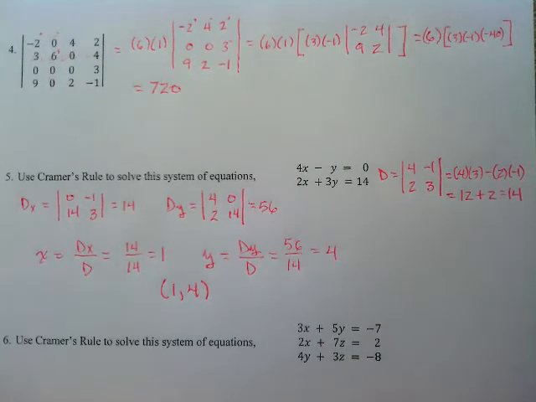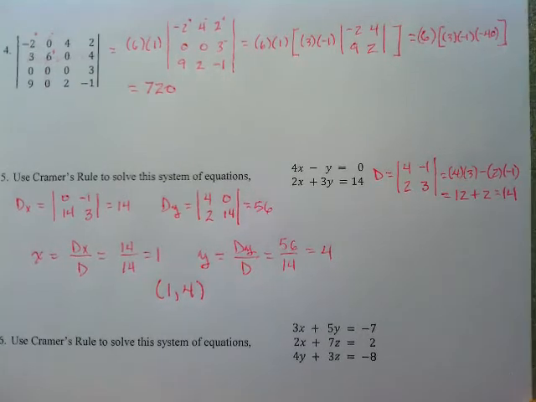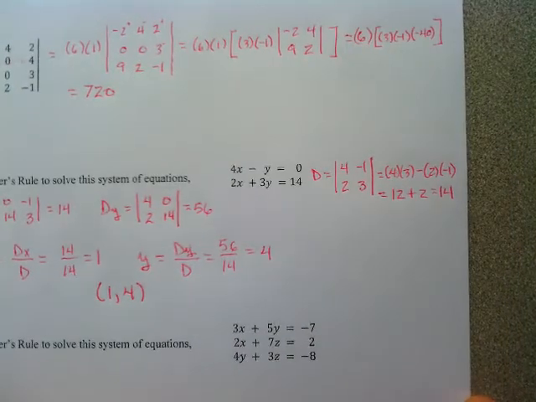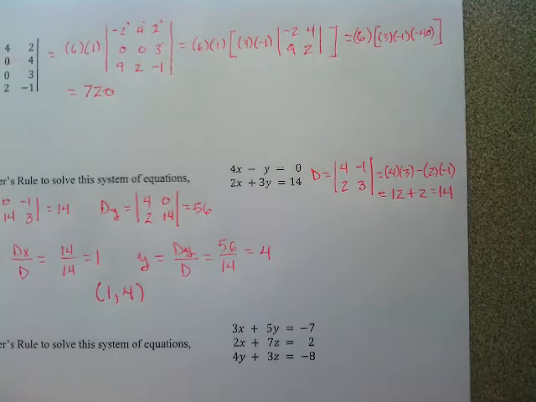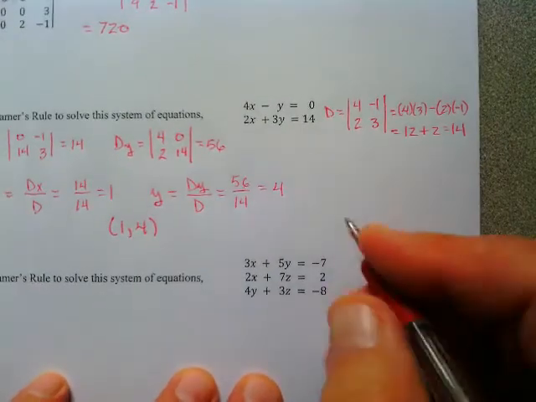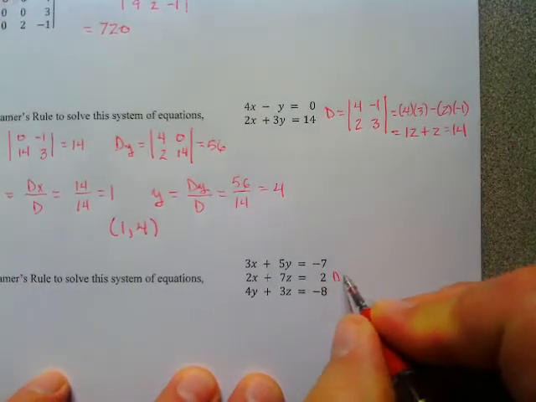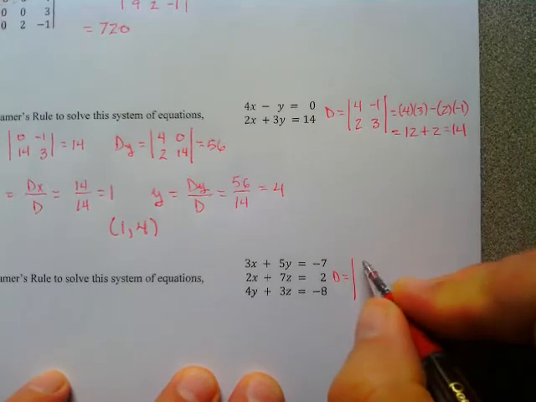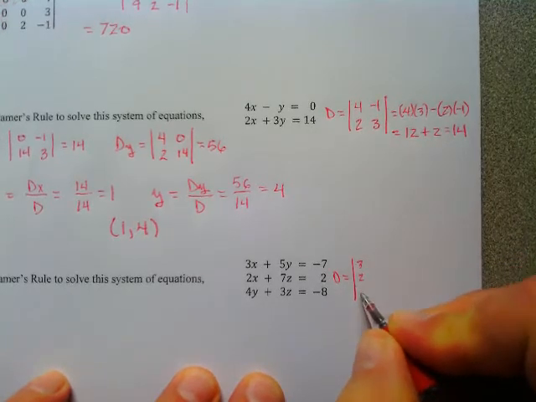All right, so let's look at solving a 3 by 3 now with Cramer's Rule. So let's first find the determinant, our D. Let's see, we have 3, 2, 4.